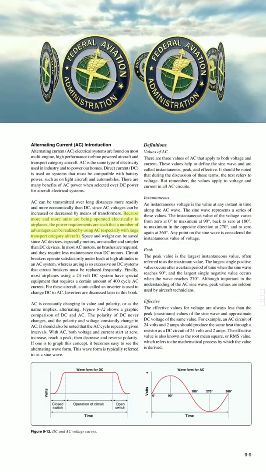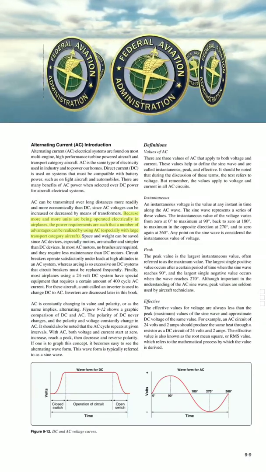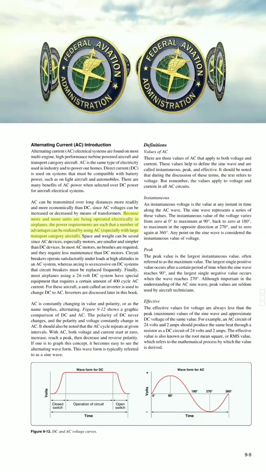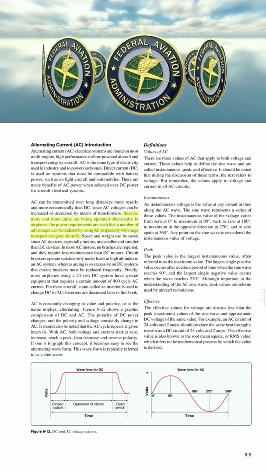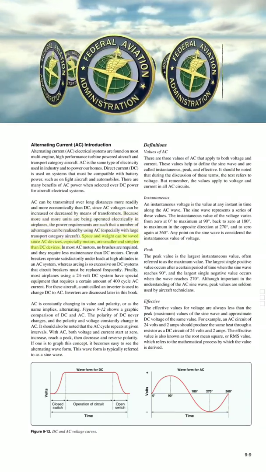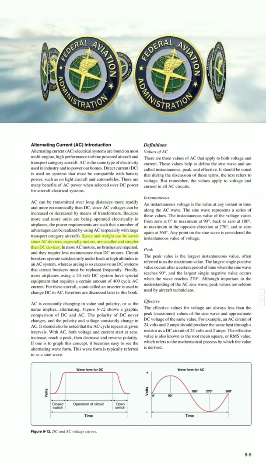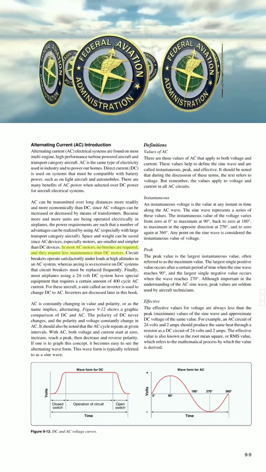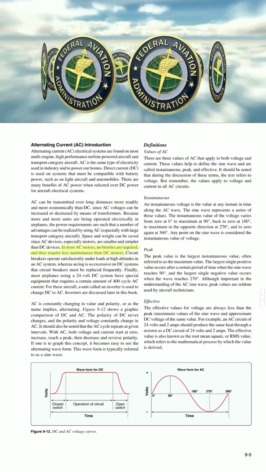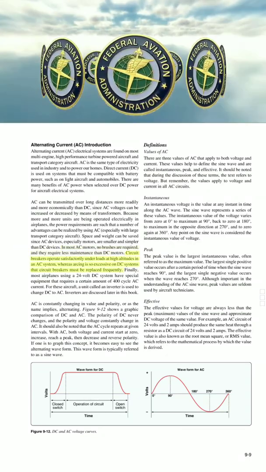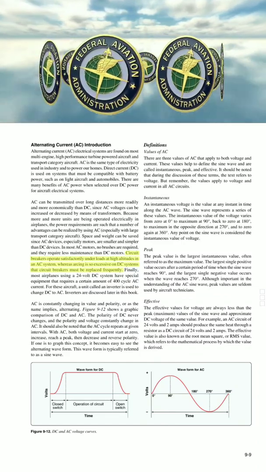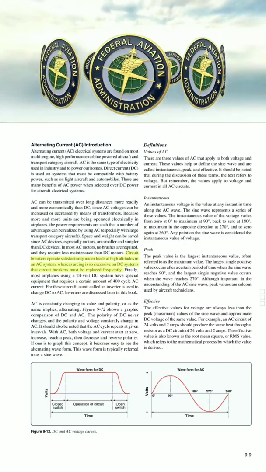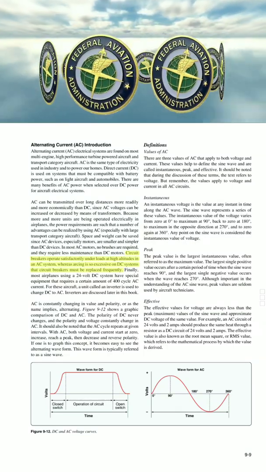Because more and more units are being operated electrically in airplanes, the power requirements are such that a number of advantages can be realized by using AC, especially with large transport category aircraft. Space and weight can be saved since AC devices, especially motors, are smaller and simpler than DC devices. In most AC motors, no brushes are required, and they require less maintenance than DC motors. Circuit breakers operate satisfactorily under loads at high altitudes in an AC system, whereas arcing is so excessive on DC systems that circuit breakers must be replaced frequently.